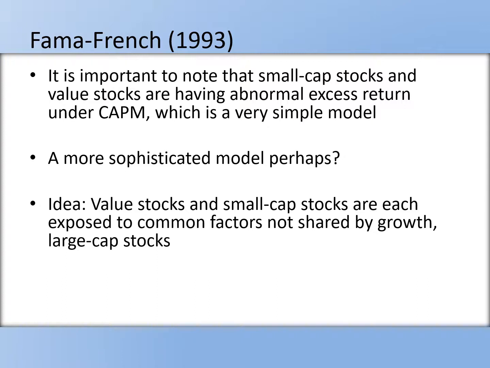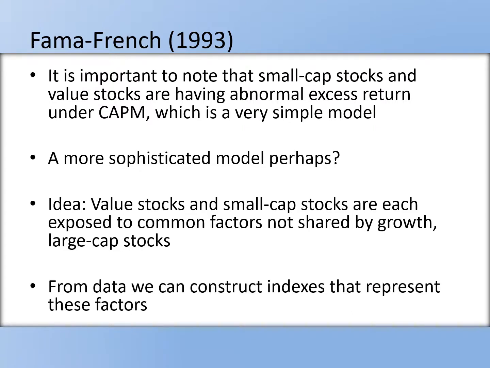And the idea is what we're going to look for is value stocks and small caps are each exposed to common factors not shared by growth large cap stocks. So these small companies have some specific risk that is common among themselves, but not to other companies, right? Similarly, companies that have a large book to market ratio are exposed to some specific risk that is not shared by other companies, right? And we try to capture that.